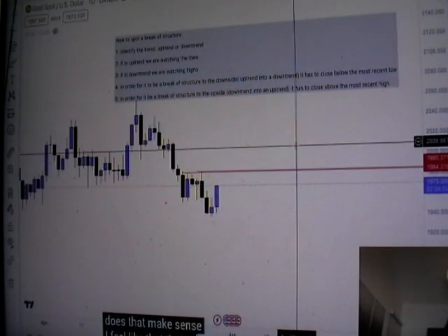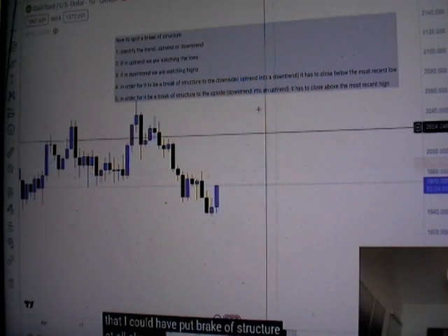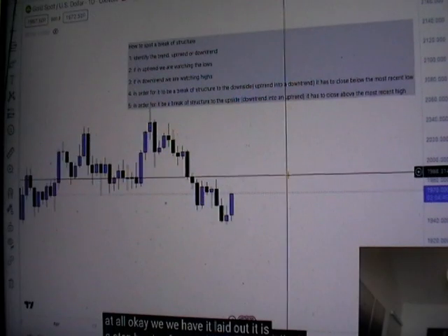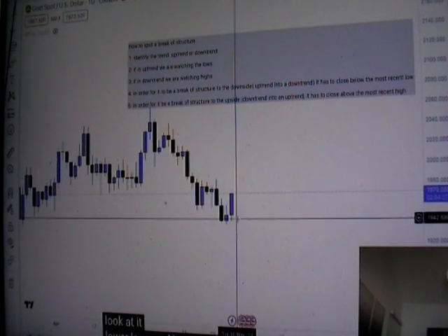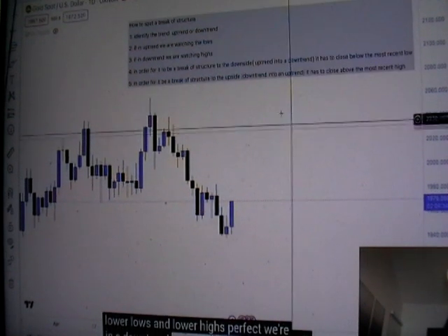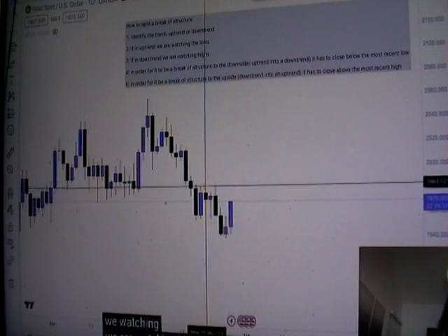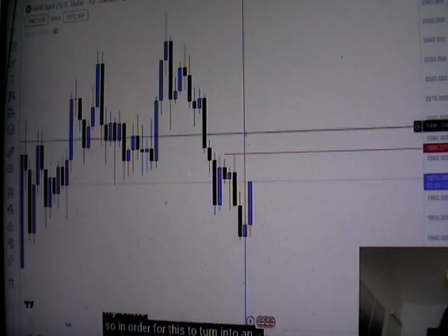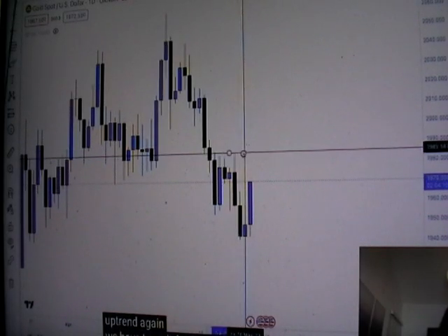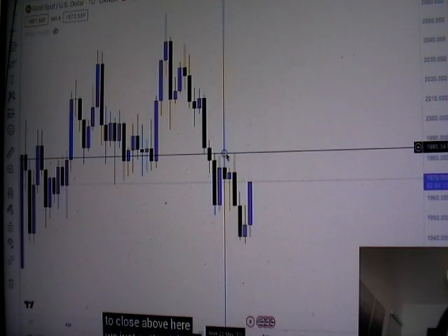I feel like that is the easiest way that I could have put break of structure at all. We have it laid out. It is a step-by-step formula. Number 1, identify the trend. What's the trend? Look at it. Lower lows and lower highs. Perfect. We're in a downtrend. What are we watching? We are watching highs. Where's our most recent high? Right here. So in order for this to turn into an uptrend again, we have to wait for the daily time frame to close a candle above here. We just gotta sit back, relax, and wait.